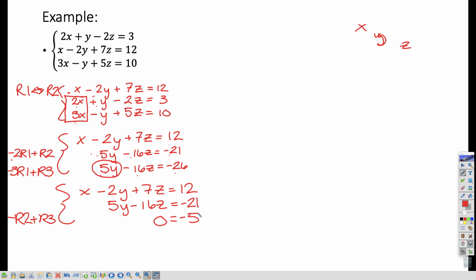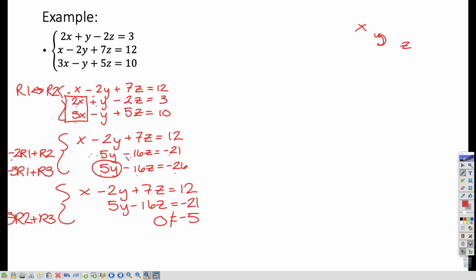Can 0 equal negative 5? No. But we're not done yet. When you're adding negatives, I have a negative right here, so it made that a negative and that a positive. And now 21 is positive. You have forgotten your z. No, I haven't. 0 times z is 0.